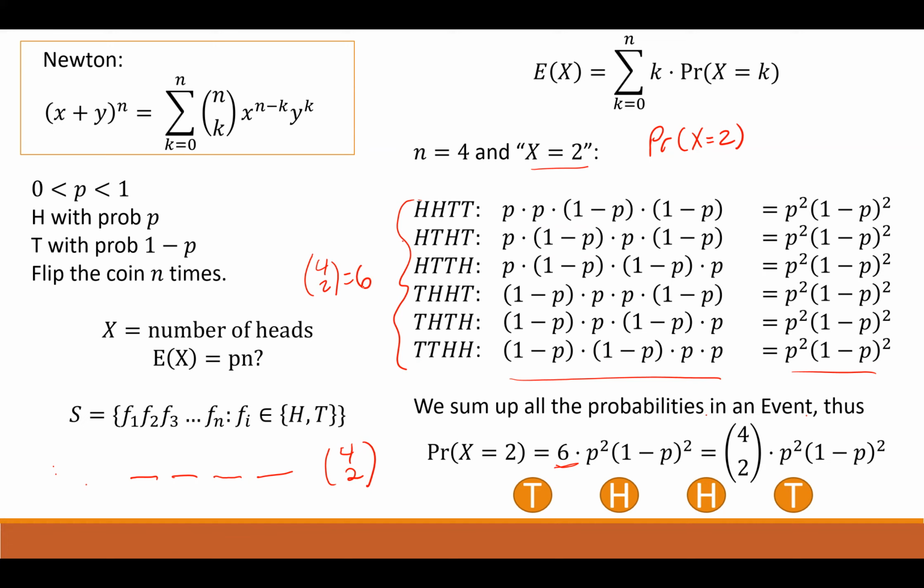Questions so far? Okay. So yes, we want to find the expected value of X, and to do that, we're going to have to find all of these individual probabilities. We looked at the probability that X is equal to 2, and we determined that it is 4 choose 2 p squared (1 minus p) squared. So we're on our way now. We just have to generalize that for any n and k.